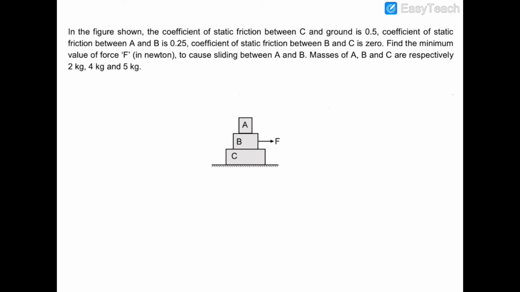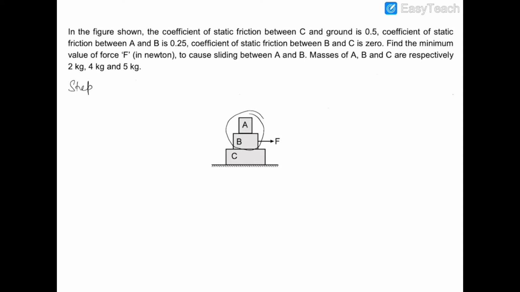So this is an actual two block problem, and these two blocks will only move and C will not move as there is no friction between B and C. Now we have to find out the value of F for which the sliding will begin between A and B. So this makes a very easy question, and we have to apply our steps.